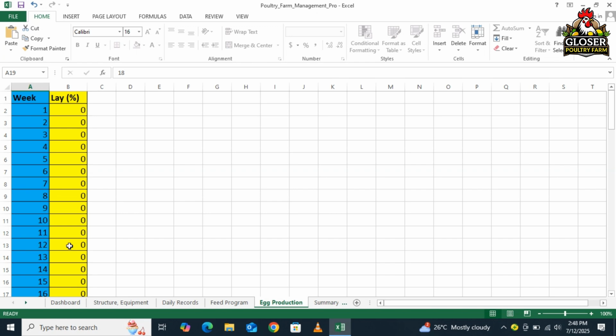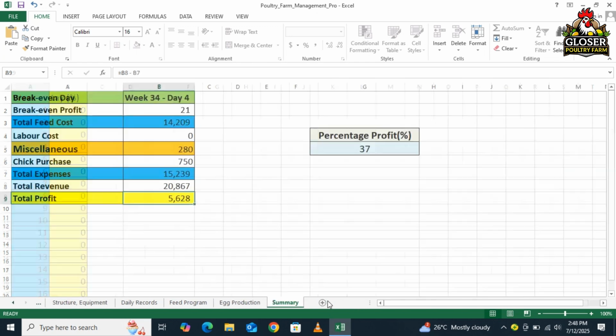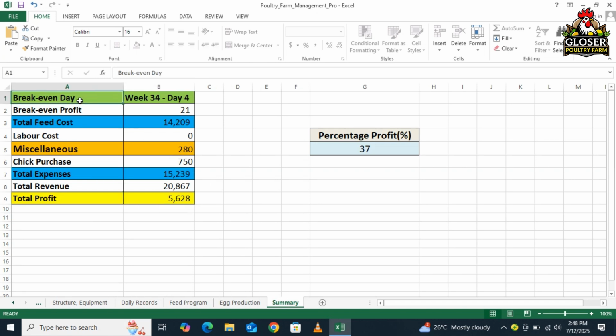Now let's move to the final and most important part of the tool, the summary sheet. This is where all the numbers come together in one place. At the top, you'll see the break-even day again. This tells you the exact day your revenue becomes equal to your total expenses. But what does that really mean? Imagine all the money you've spent on feed, chicks, equipment, and other costs has been slowly getting paid back by your egg sales. On break-even day, those payments catch up.